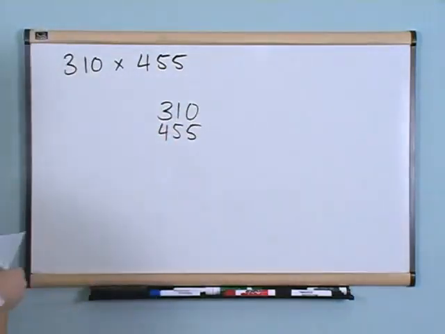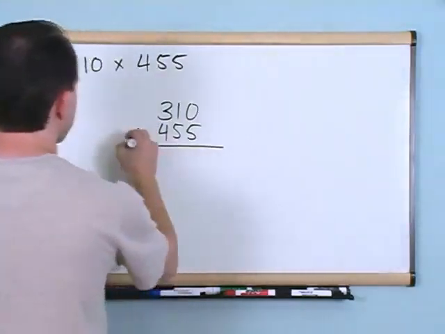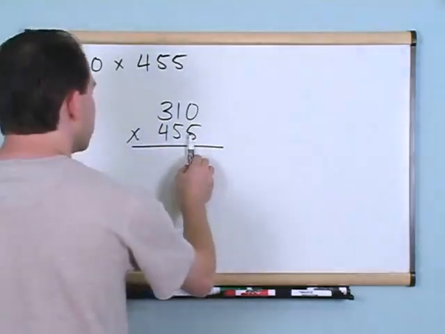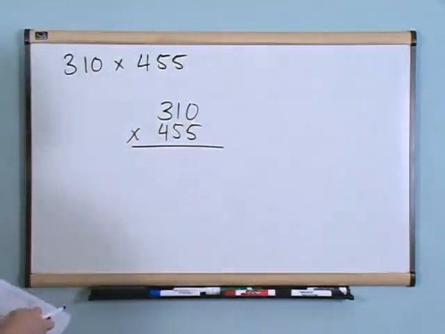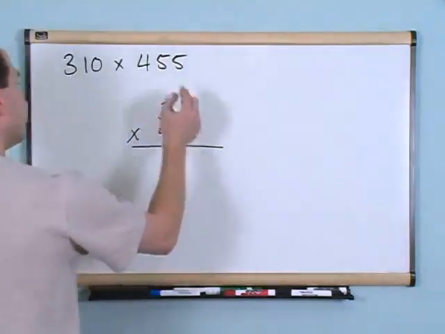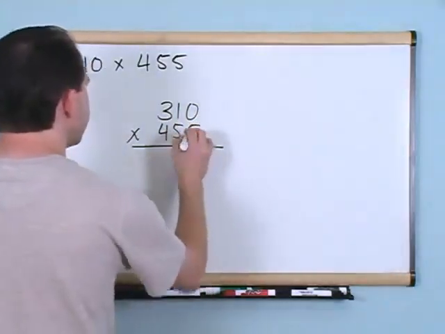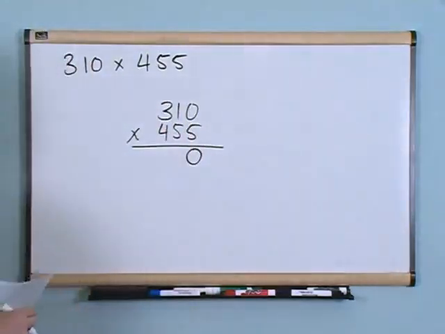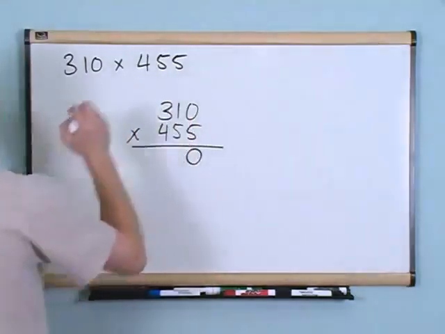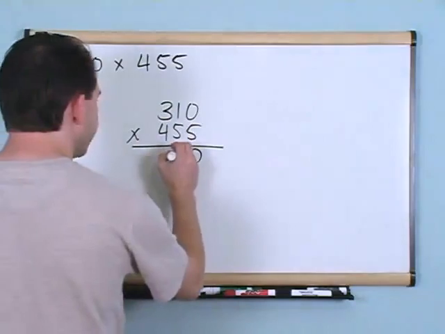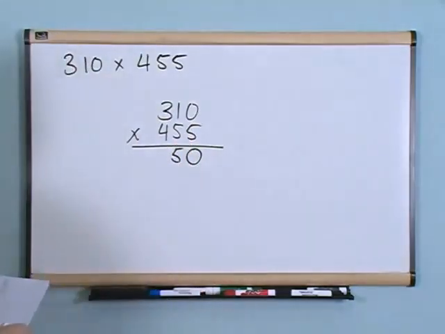Okay, 310 times 455, and we're multiplying. So again, we're going to start in the right-hand column, and we're going to multiply like this. 5 times 0, using your times tables, is going to give you 0, because anything times 0 gives you 0. 5 times 1, anything times 1 gives you itself, so that's going to be 5.